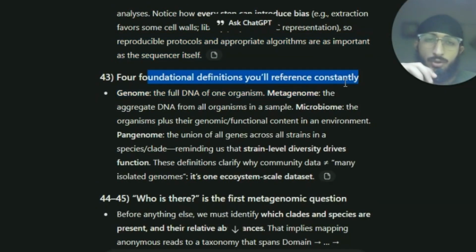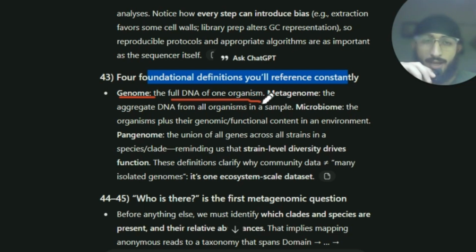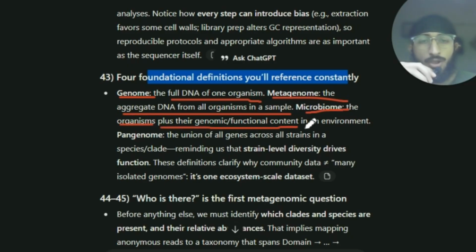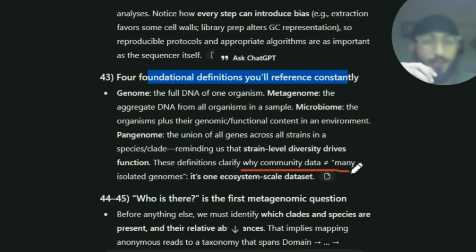Four foundational definitions you will reference constantly. Firstly, we have the genome, the full DNA of one organism. Then we have the metagenome, the aggregate DNA from all organisms in a sample or a community. The microbiome, the organisms plus their genomic functional content in an environment. And the pangenome, the union of all genes across all strains in a species or a clade, reminding us that strain-level diversity drives function. These definitions clarify why community data is not equal to many isolated genes. It's one ecosystem-scale dataset.